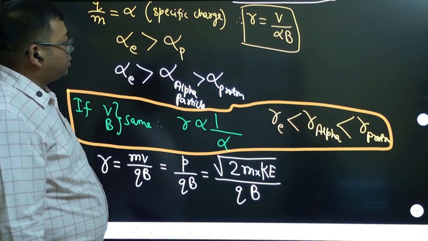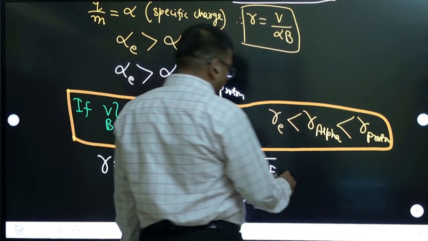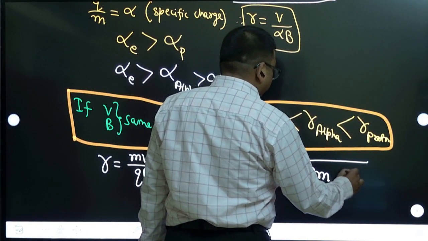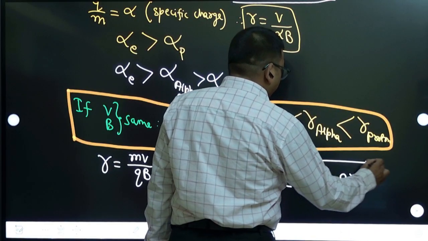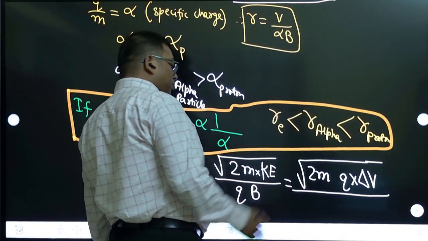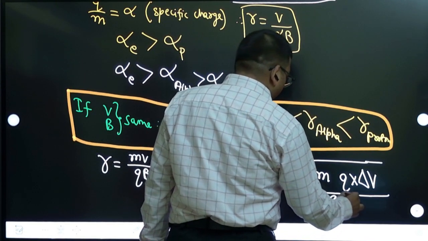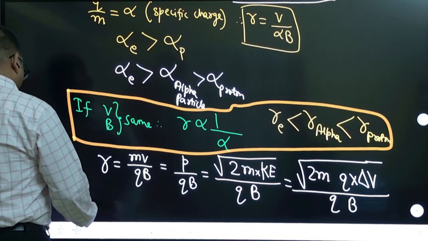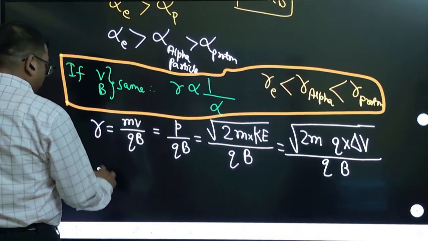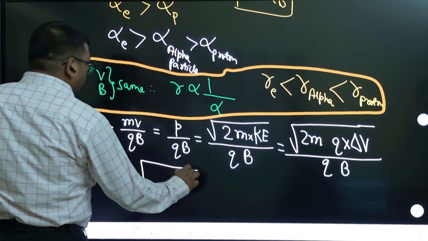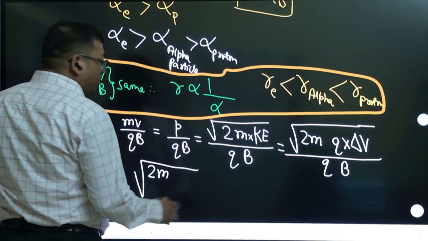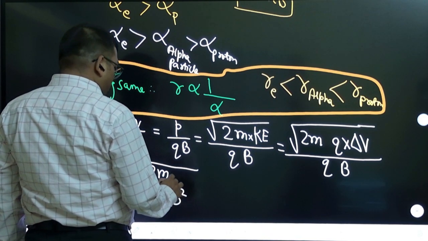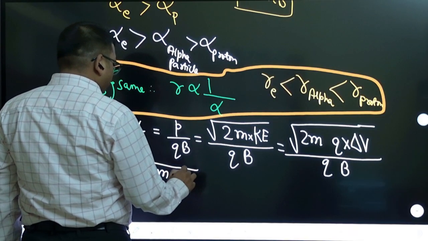But suppose they say that accelerating voltages are the same, then this kinetic energy can also be written as charge into accelerating voltage delta V. Charge into voltage difference, that is the kinetic energy, because that's the formula for work done. So from here, the formula for radius can also be written in terms of that. Radius can be written as root under 2 times mass, this charge will go inside, so q B square, then delta V. Like this also we can write.